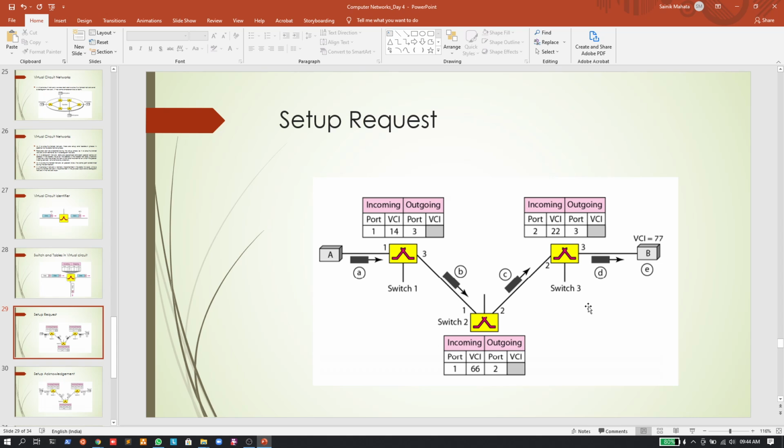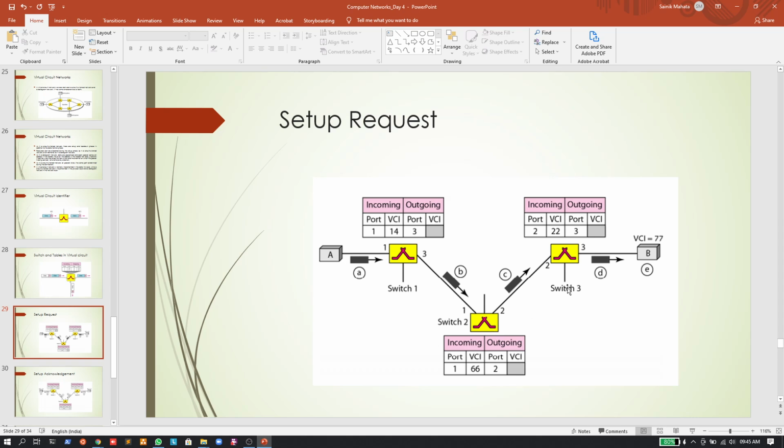So this is the request phase, which means computer A is requesting computer B that it wants to send some data. How does it request it? It will not call out to computer B and say that it wants to send data. It will send a special data packet. This is the special data packet that is being sent, where we now have to calculate the VCI.